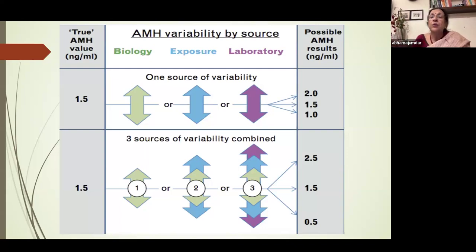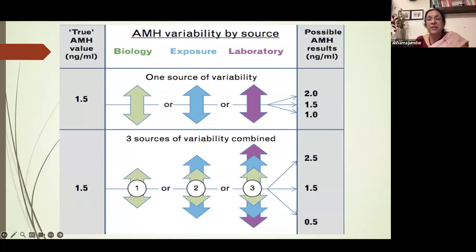And the third thing is laboratory. If you leave the AMH blood sample on the desk, it may be lower. If you leave it in the fridge at minus 19, it will be different. And if you do it the same day, it would be different. So the laboratory has so many sources of variability. If you see here, it goes much more. Exposure will increase or decrease the AMH this much. But if the laboratory also makes an error, it can make a 1.5 AMH appear as 0.5 or as much as 2.5.